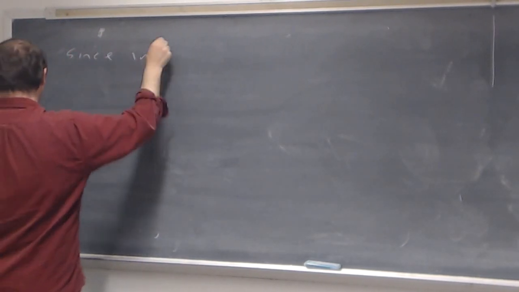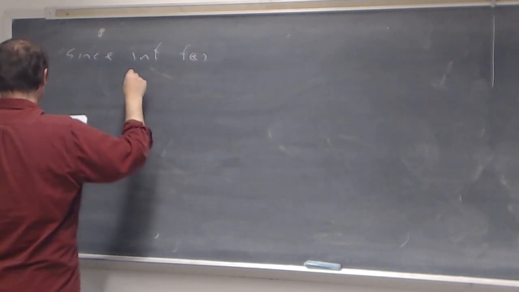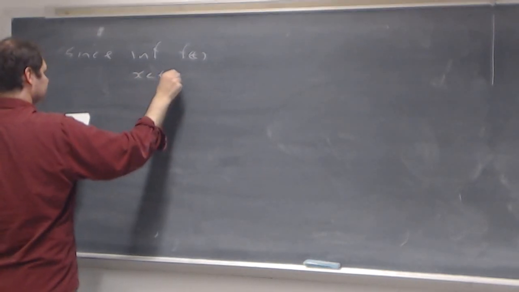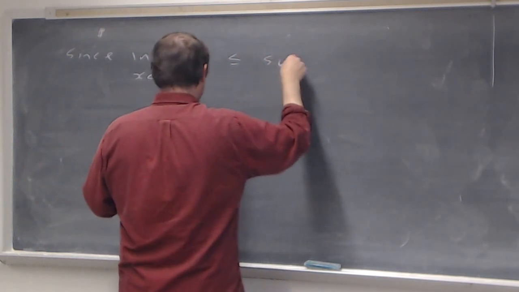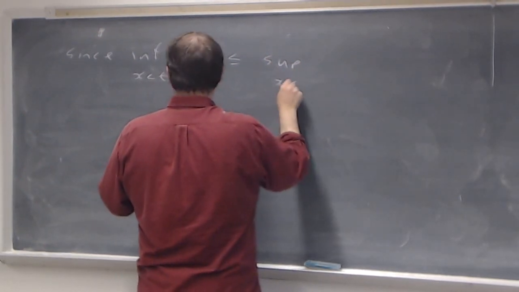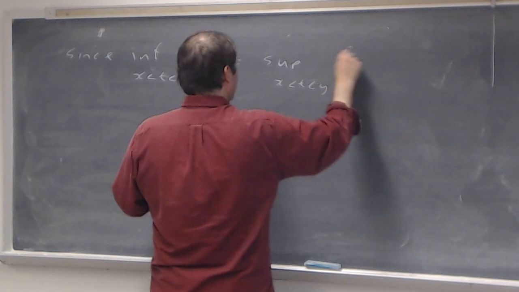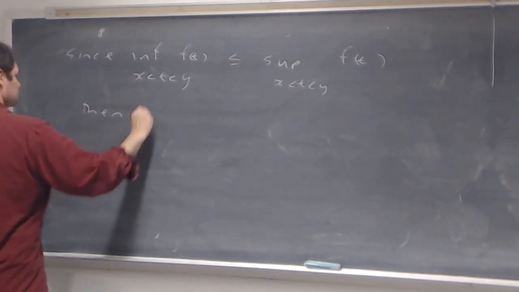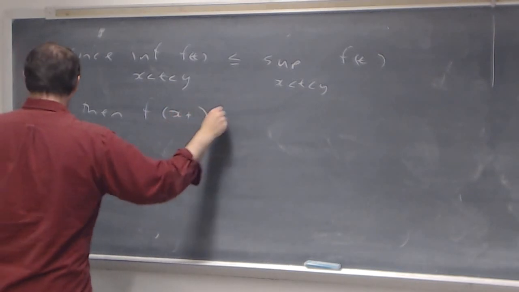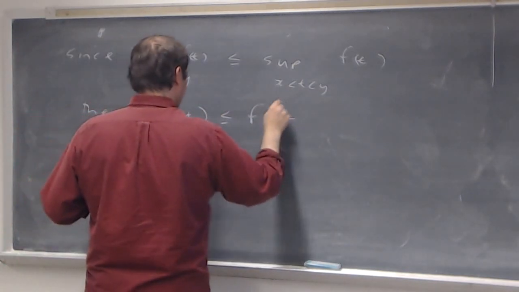Since the infimum of f of t, x being less than t being less than y, is less than or equal to the sup over x less than t less than y of f of t, then f of x plus is less than or equal to f of y minus.